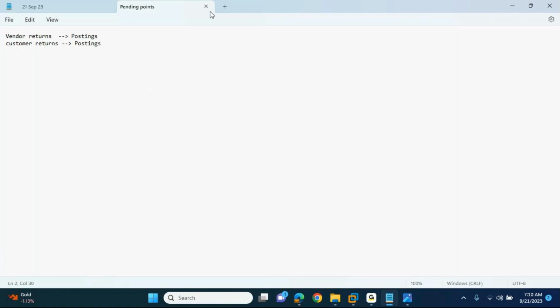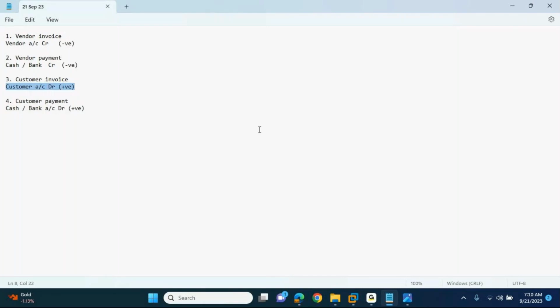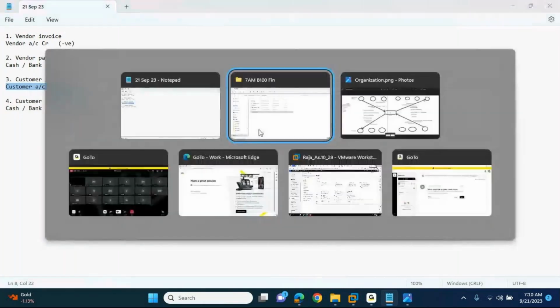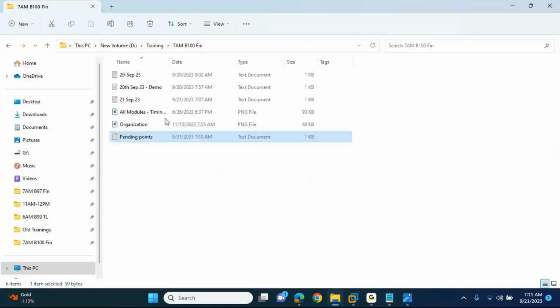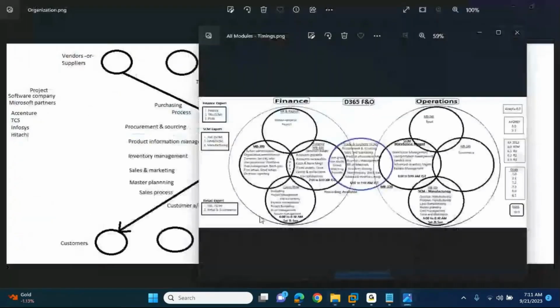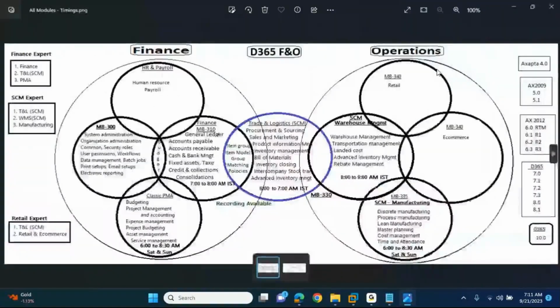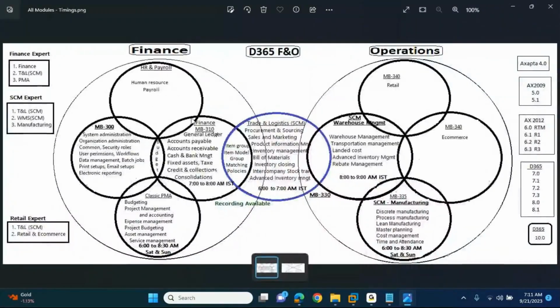Explain it here. Okay, in future. That is the reason if you go back to application modules, finance means you are going to learn junior consultant, finance consultant. If you want to become a senior consultant, you need to learn finance and trade and logistics. These two, finance and T&L, you need to learn. Then you are going to become a finance senior consultant.